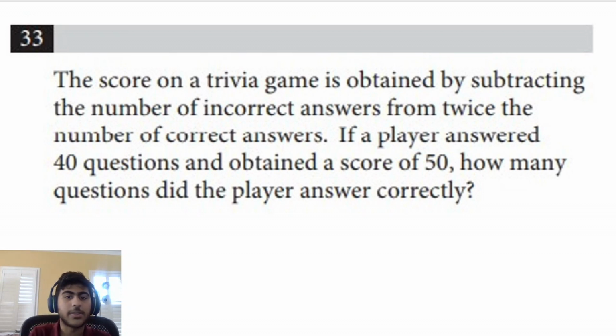Question 33. The score on a trivia game is attained by subtracting the number of incorrect answers from twice the number of correct answers. If a player answered 40 questions and obtained a score of 50, how many questions did the player answer correctly? Well, let's see what we can do.